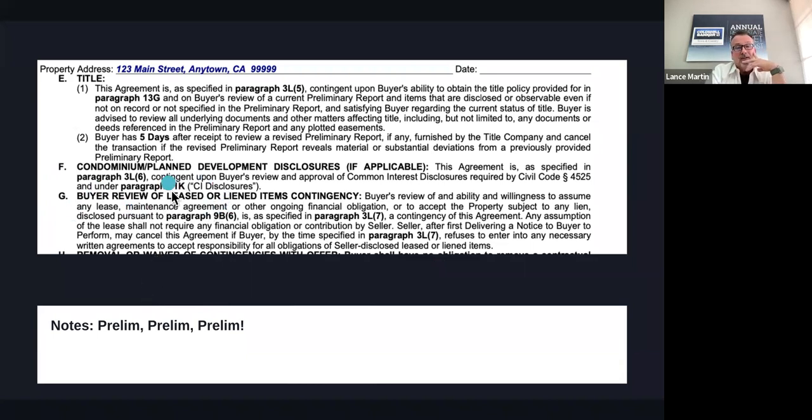Buyer review of leased or liened items. The example that we generally use, and I realize it's 1:30, let's just get through this paragraph and then we'll pause here for the day. The leased or liened items, the example we generally use, are things like solar panels. Okay, so hey, I've got the big solar panel thing.